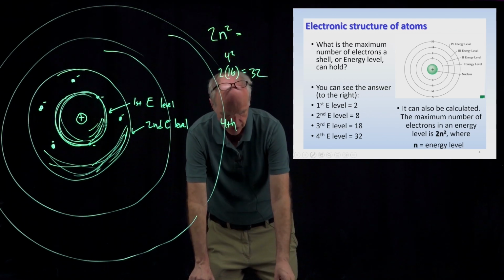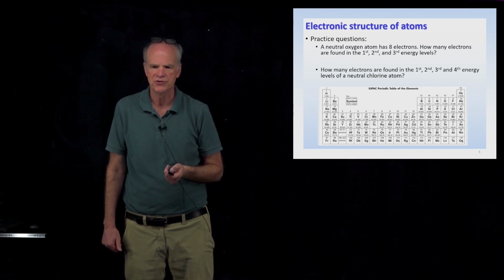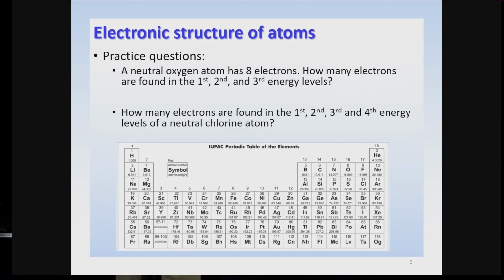Okay, so we move on here. Now let's go ahead and do some problems. Here's our first practice problem. It says, a neutral oxygen atom has 8 electrons. How many electrons are found in the first, second, and third energy levels? And if I can reduce the slide.